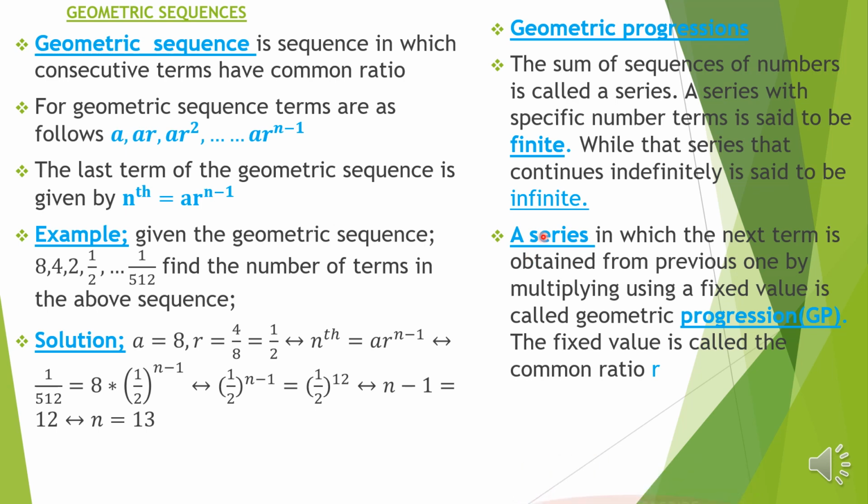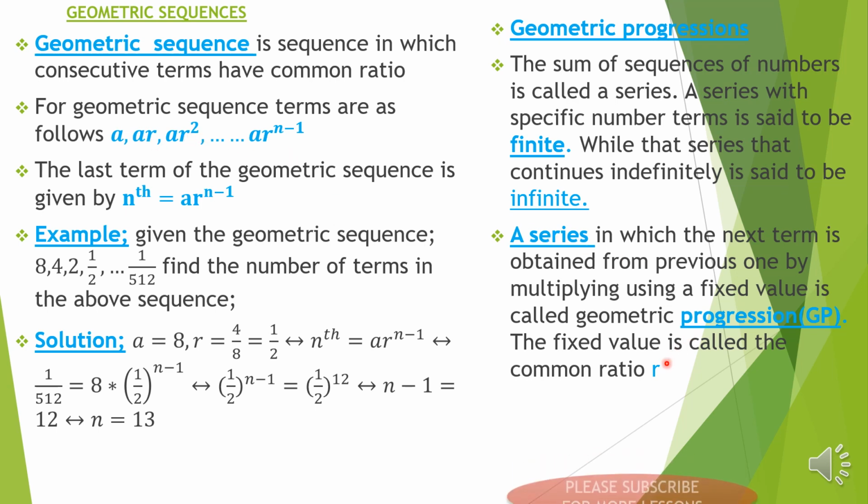Now, a series in which the next term is obtained from the previous one by multiplying by a fixed value is called a geometric progression, which sometimes we refer to as a GP. This fixed value that we multiply the previous term by to get the next term, we refer to as the common ratio. To get the next one, we multiply by the common ratio, and so on and so on.